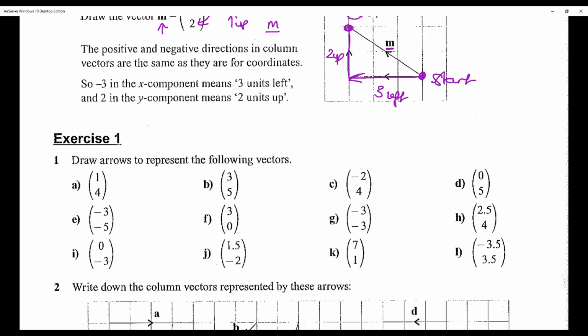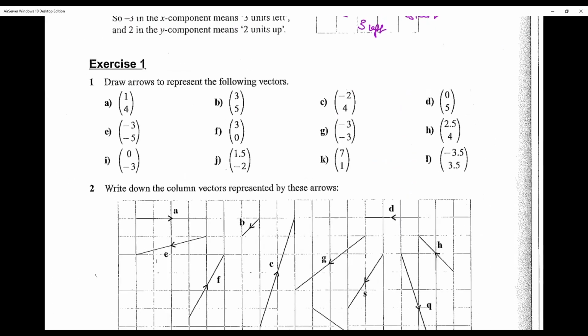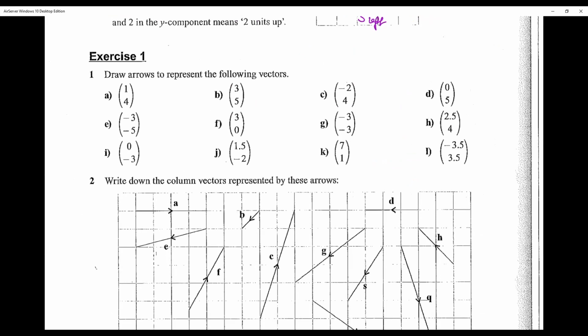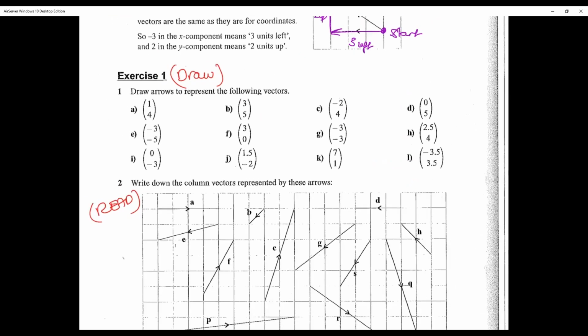Yeah. Okay, now, exercise number 1. So this is the very basics of vectors. They want us to draw them, and then they want us to read them. Our exercise for the first part is drawing the vectors. And then we need to read the vectors and change them back into column vectors. So we've got both activities.